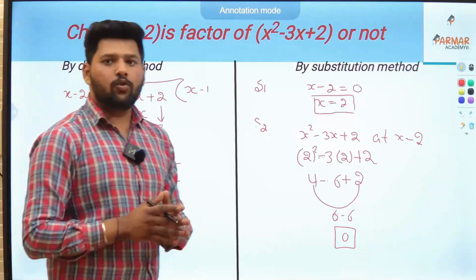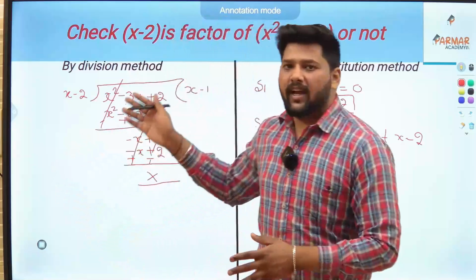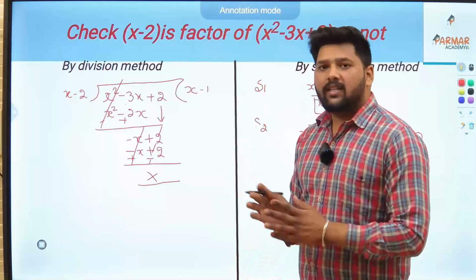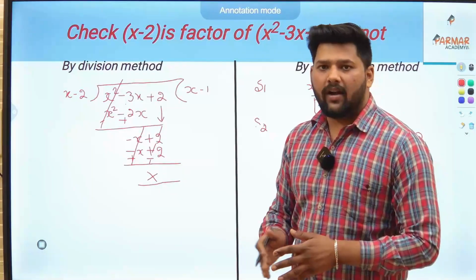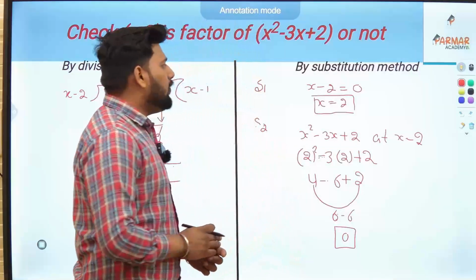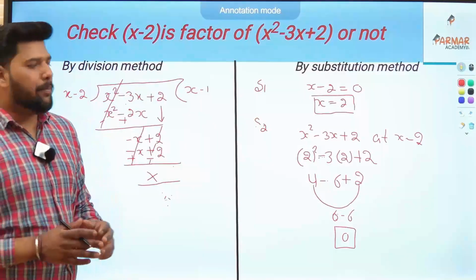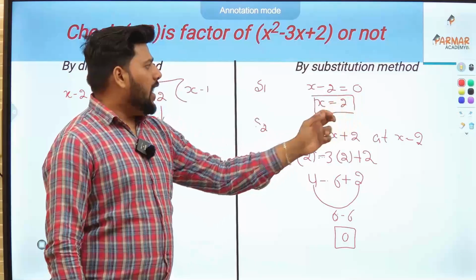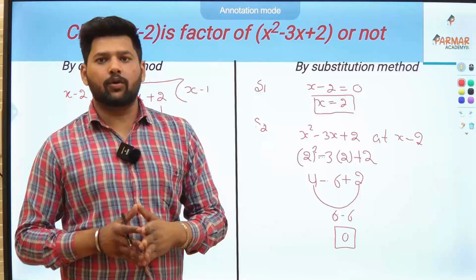Here these are the two methods. The first method is direct division, where we actually divide x square minus 3x plus 2 by x minus 2, and at the end we will get the remainder 0. In the second method, we have to follow two steps. Step 1 is to put the polynomial x minus 2 equal to 0, and we will get the point that x is equal to 2.